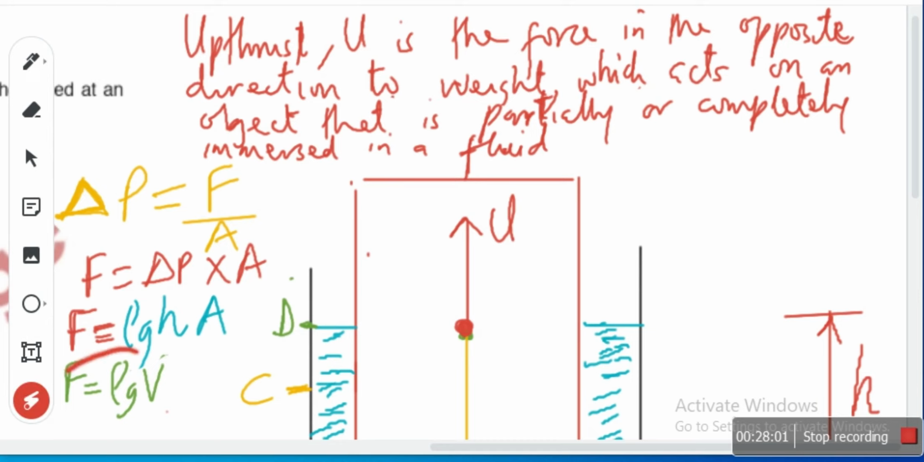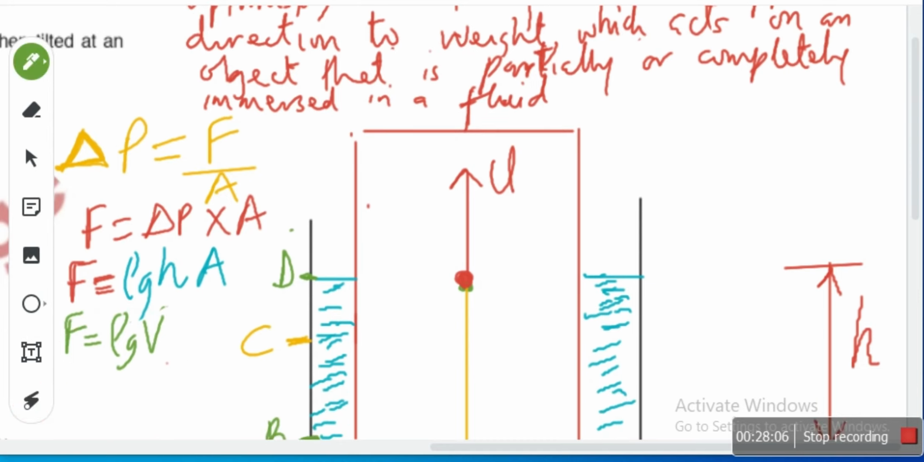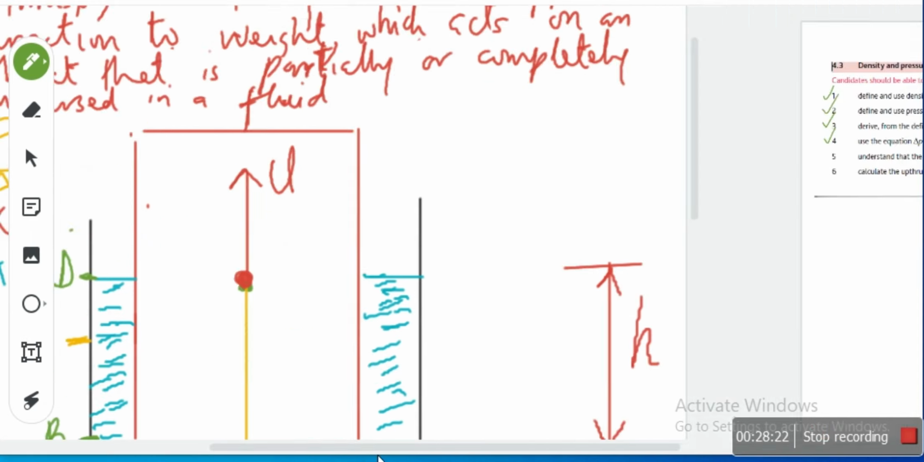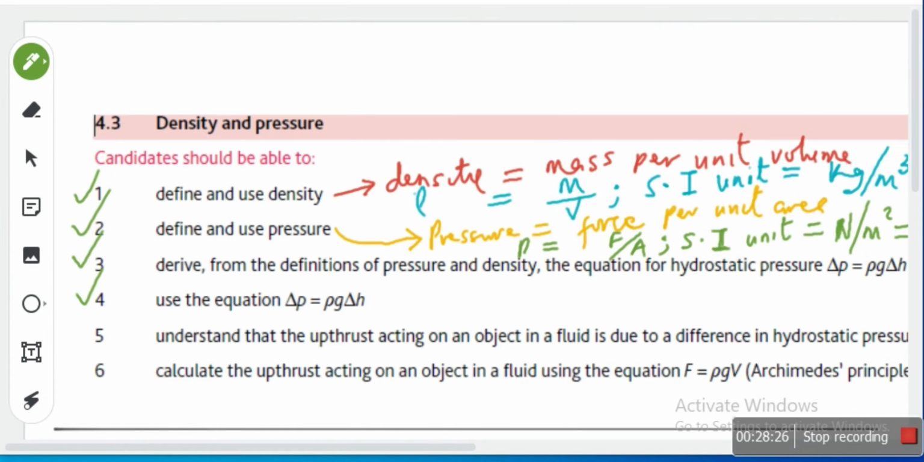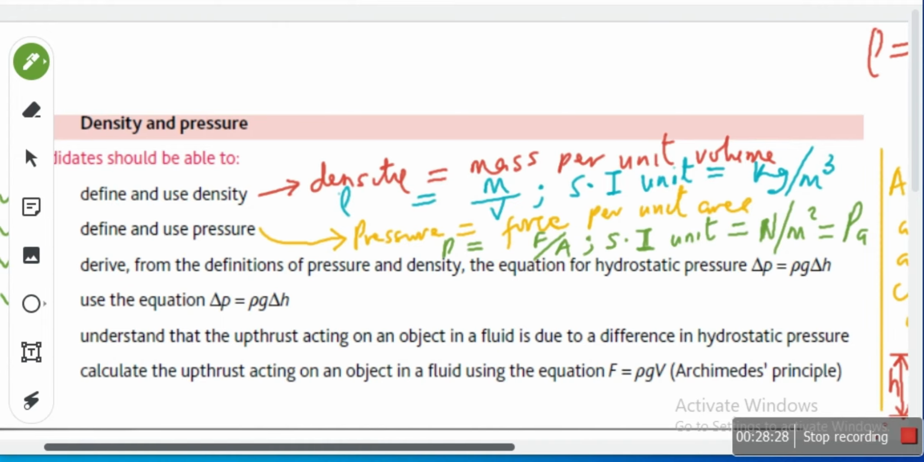You can use any of these to find the upthrust. Remember I said that force is the upthrust. So the force, which is equal to the upthrust, is equal to rho GV. All right, I just needed you to take note of it. So you see where we are. Read this again. Read the last.